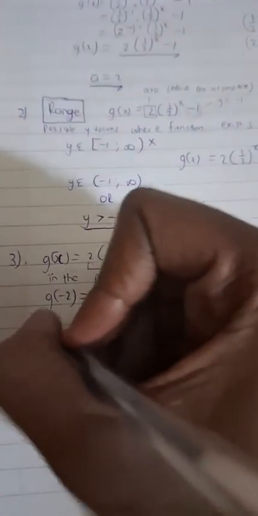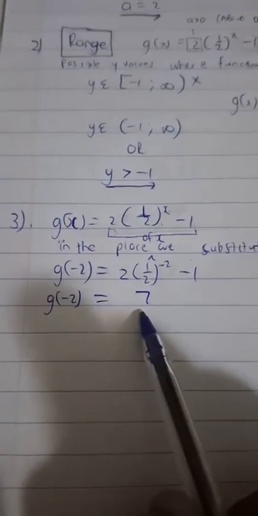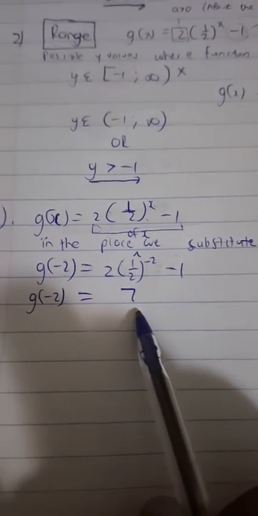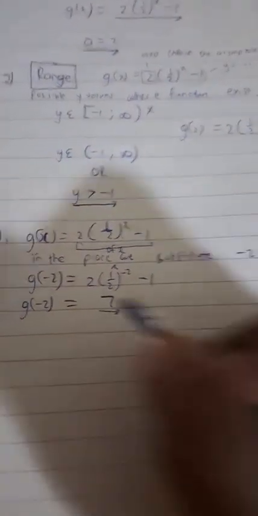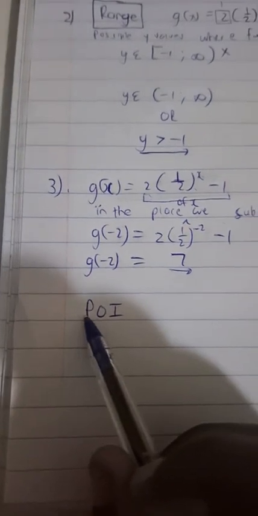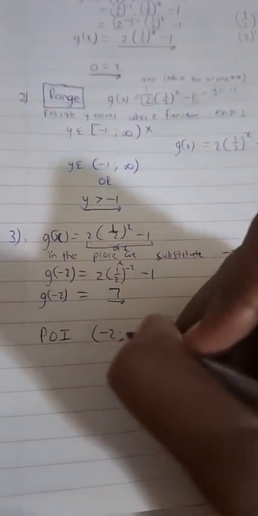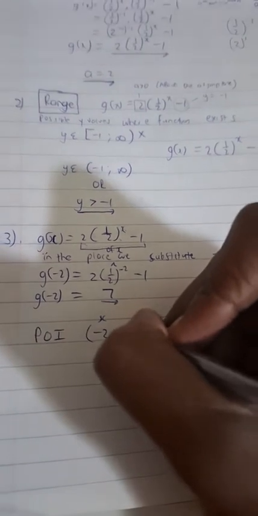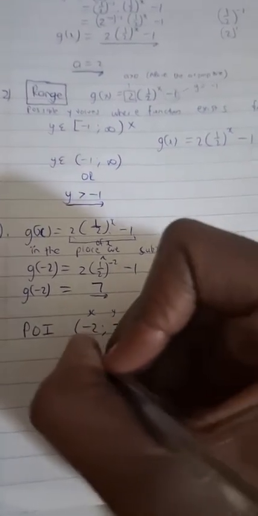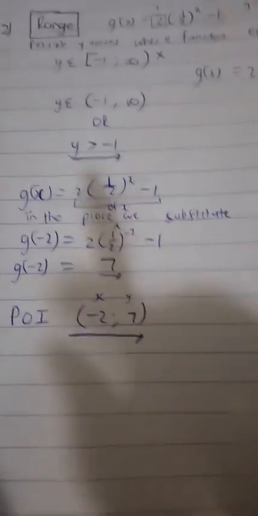All I do is press equal and then booyaka. Do you see? I get 7. That means g of -2 gives me a value of 7. So that means my corresponding y value is 7. If I'm going to write my point of intersection, POI, that point of intersection is -2, that's my x coordinate, and then my y coordinate is 7. Booyaka! There we have it.